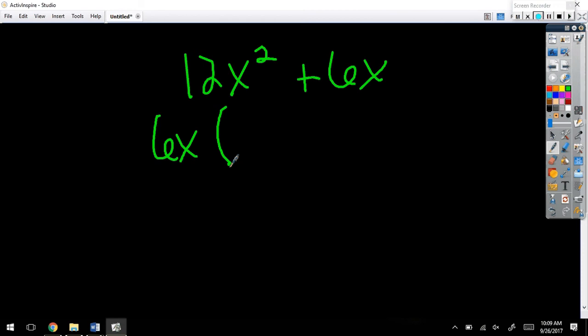In other words, remember we talked about GCFs deal with dividing, right? The biggest thing you can divide it by. So if I divide this first one by 6x, what's left? 2x. Plus, what's left in the next one? Dividing, remember. 1.